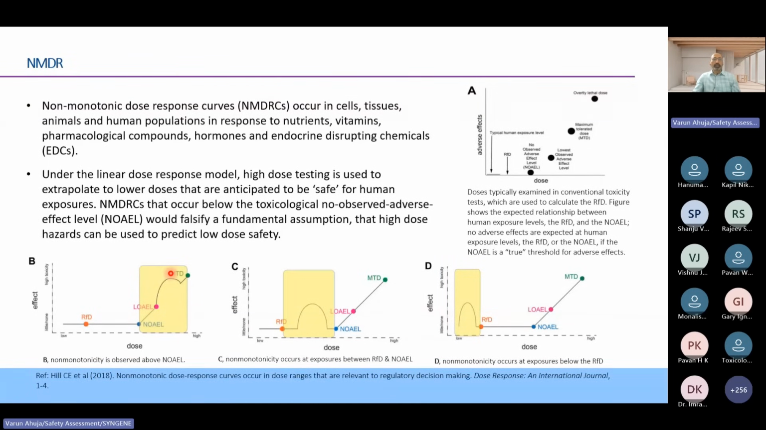So there can be various NMDRCs. Here is one example where the NMDRC is observed above the NOEL level. This is fine, because anyway you are going to use the NOEL for determining the safe dose. Here the NMDRC is occurring below the NOEL. That is again a problem, because you are determining the NOEL to estimate the RfD, and here the NMDRC is happening below the safe dose level also. So this is again a cause of concern. There are various examples mentioned in this publication also, which you can go through.